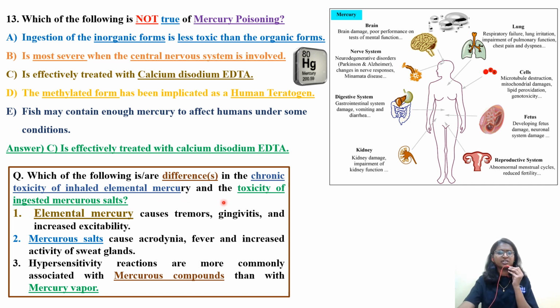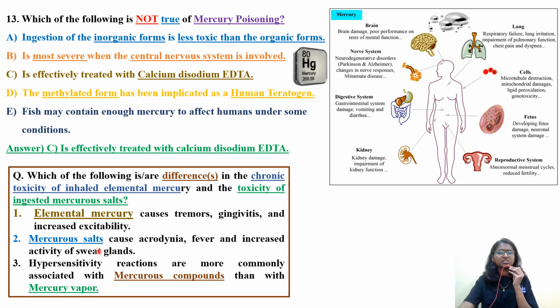So this is another very good and classic example where a chemical, based on the route of administration, its toxicity differs. Here inhalation route, and that too in the form of elemental mercury, the toxicity is different. And if the exposure is through oral route, in the form of mercurous salt, then that same chemical will behave differently. So what is elemental mercury causing? Elemental mercury is causing tremors, gingivitis and increased excitability. Okay, it is affecting the nervous system as well as the brain.